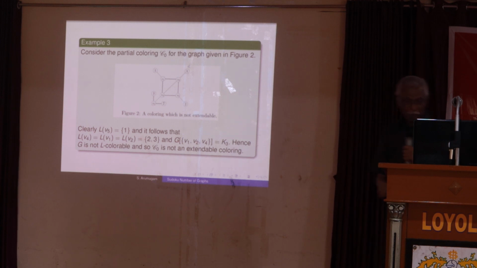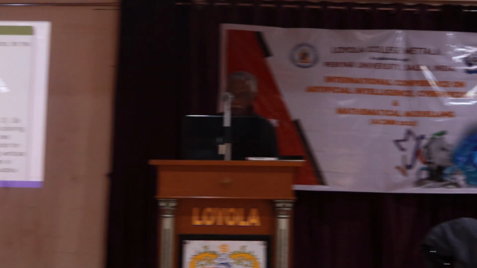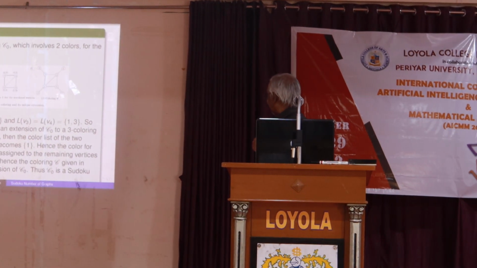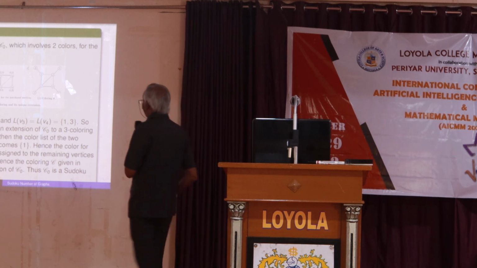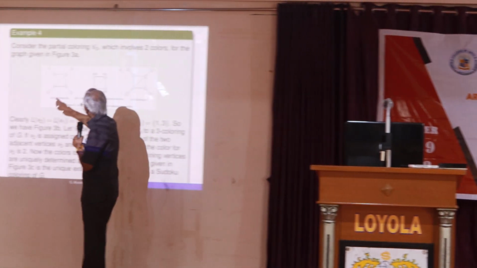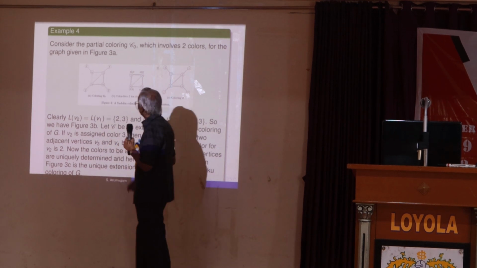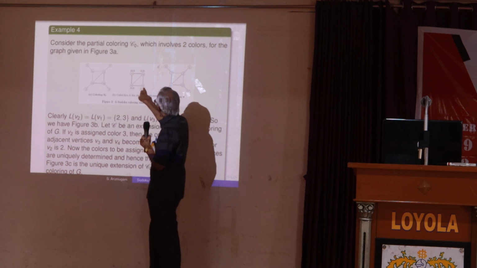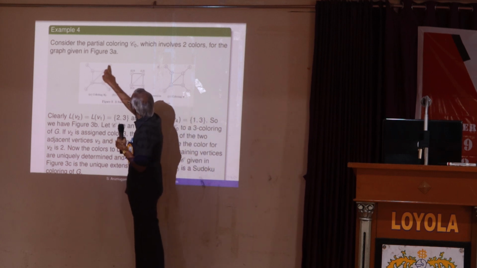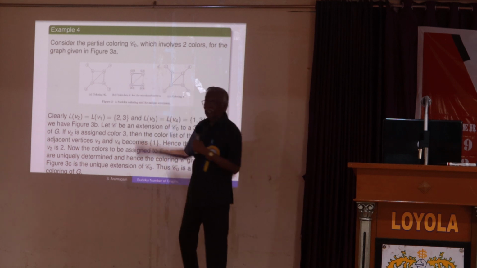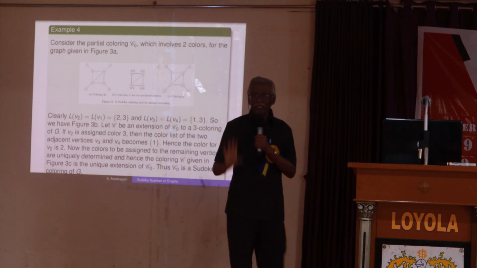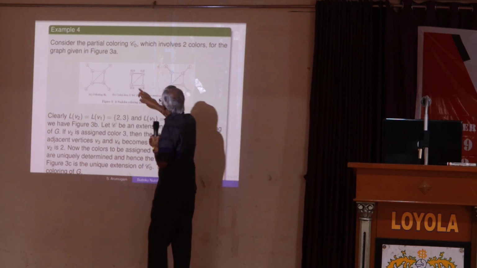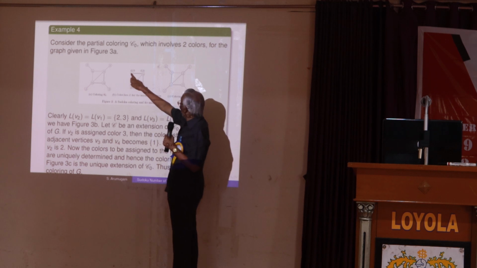Okay. Whereas, this is a Sudoku coloring. It's uniquely extendable. See, I have given 2, 2, 1, 1. So what's the color list for this? 1, 3. Color list for this is 1, 3. Here, color list is 2, 3, 2, 3. So this is the color list available for giving colors for the remaining vertices. I will prove that you cannot give 2 here.